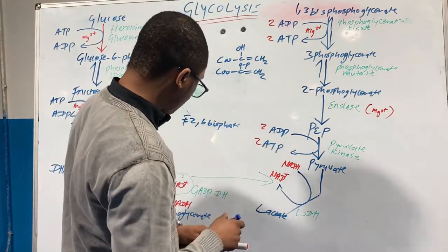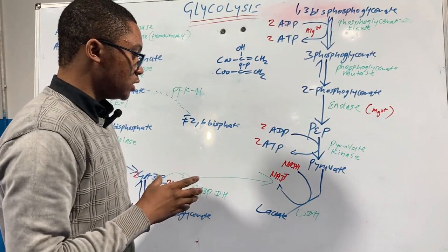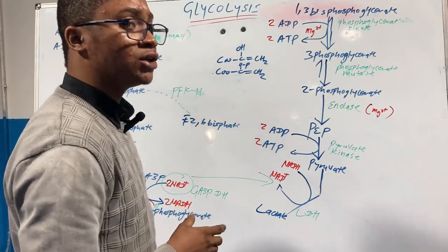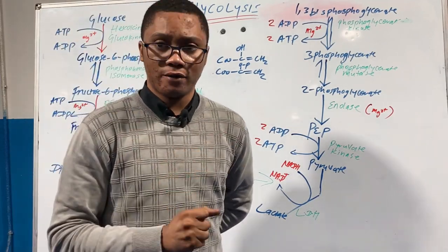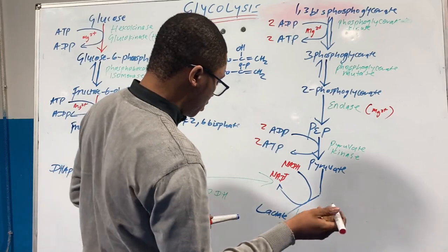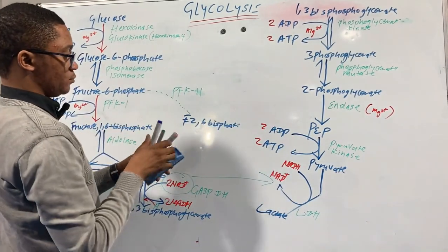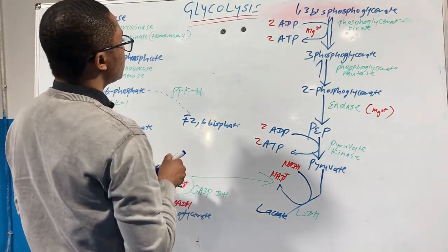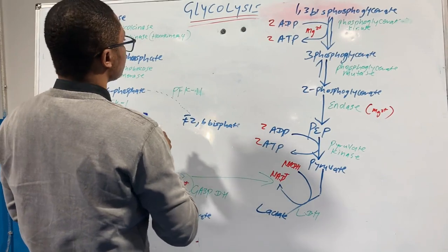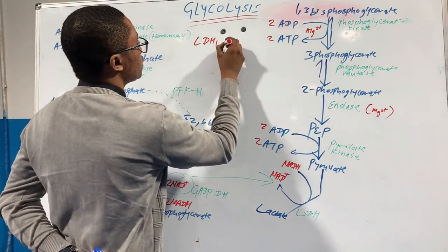Now, lactate dehydrogenase has its own clinical significance, because lactate dehydrogenase has five isoenzymes. You have lactate dehydrogenase 1, 2, 3, 4, and 5. Lactate dehydrogenase 1, let me write it here. Let me use the red pen. Lactate dehydrogenase 1 is found in the heart.